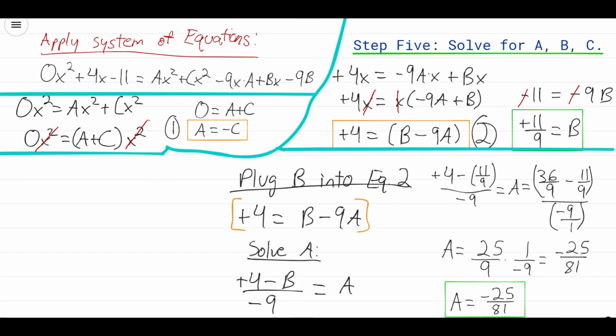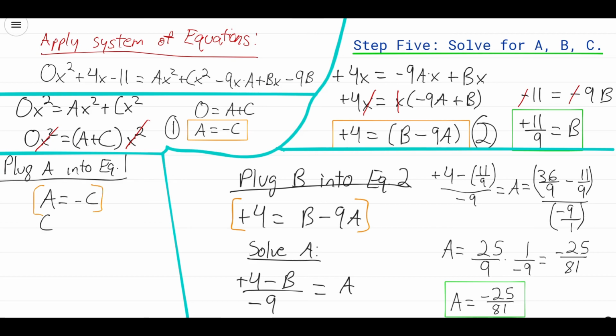So now that we have a, we can solve for c by using equation 1. So we can plug a into equation 1 to solve for c. So recall that equation 1 was a is equal to negative c. So c is equal to negative a in essence, which means c is equal to negative negative 25 over 81. Thus c is equal to positive 25 over 81. So now that we have a, b, and c, let's plug it back into our integral.